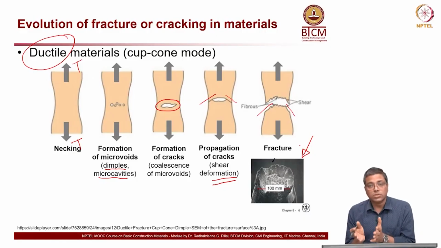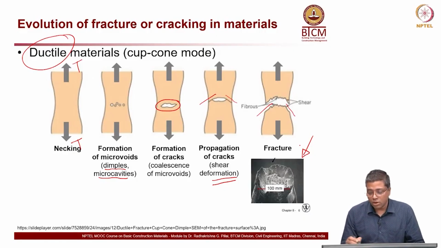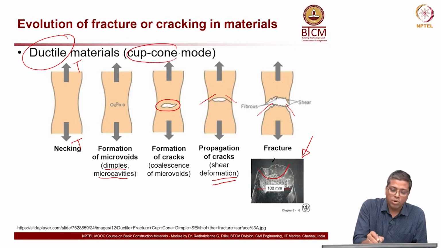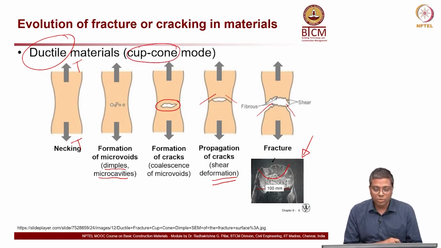So, what you see is a cup, and you can see this is the shape in which it has failed. Typically we call it cup cone mode. You can search on the internet for how they look, cup cone failure.